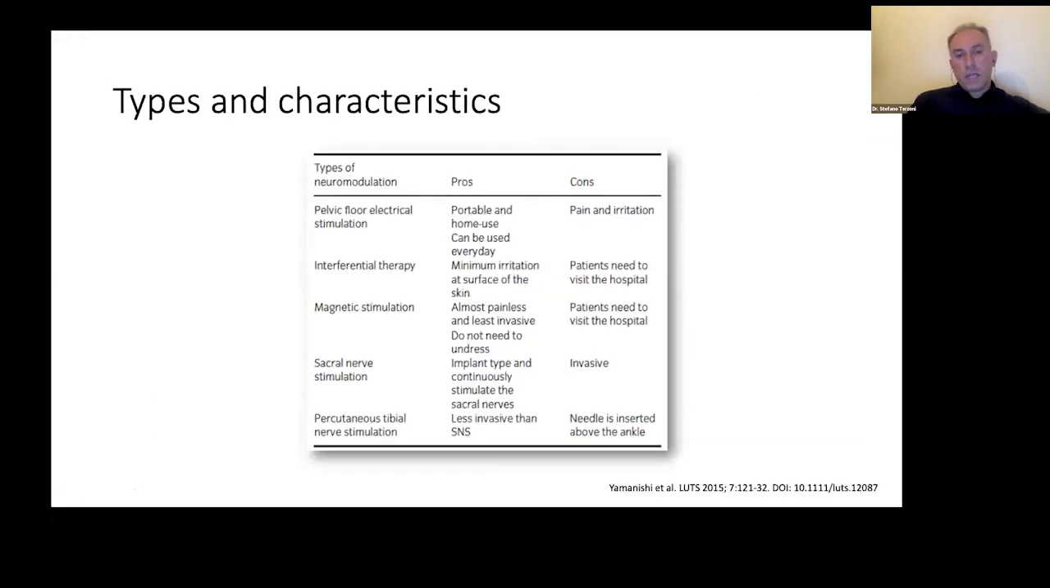So there are several types and characteristics of neuromodulation. We can do it in several ways. Each way has its pros and cons, of course. This is a summary table taken from a paper that I invite you to read. This will be sent to you by the organizers. We can do it by pelvic floor electrical stimulation, interferential therapy, the so-called interferential currents, magnetic stimulation, also known as EXMI, extracorporeal magnetic innervation, which has recently been renewed with new machines able to convey and direct the magnetic field, and sacral nerve stimulation, as well as percutaneous tibial nerve stimulation. So let's go quickly through all these options.